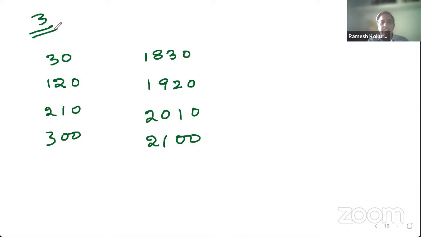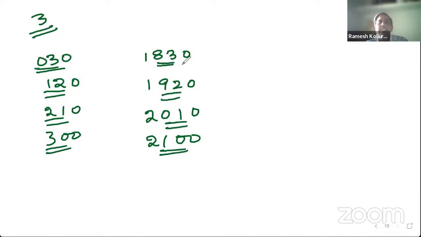Do everyone agree? Yes, sir. The digital root is 3. So I'm subtracting 3 from the tens and hundreds place of the number if it is even. And if it is odd, then I'm going to add 6.